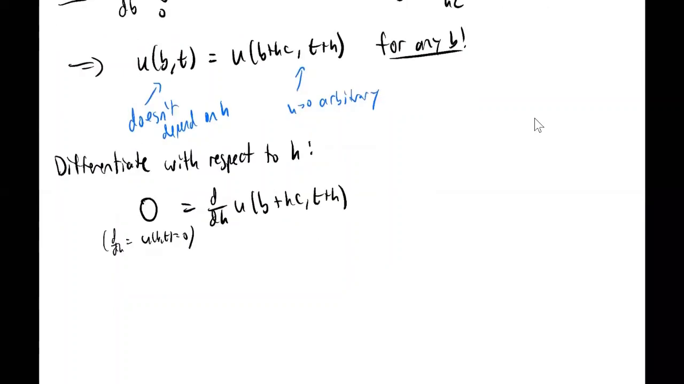We have u as a function of two different variables, right? You have the first variable and the second variable, and both of these have quantities that depend on h, and I want to take the derivative of the whole thing with respect to h. And so in order to do this, I have to use the multivariable chain rule, right?